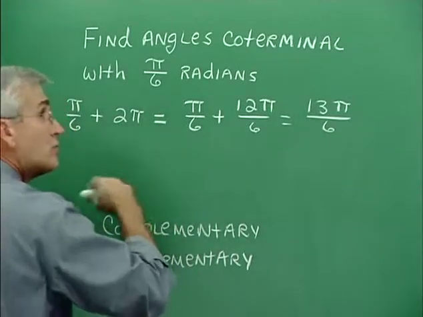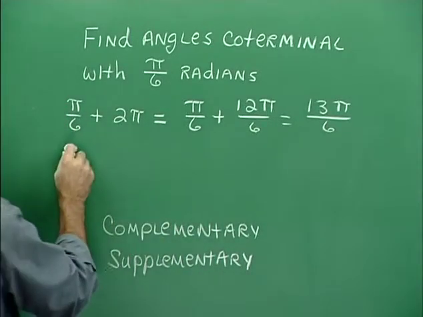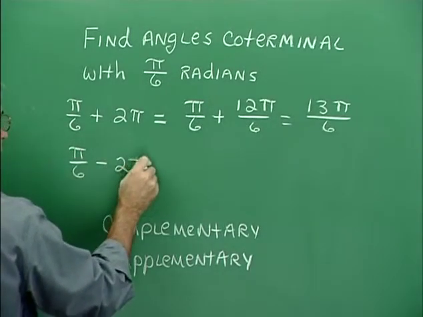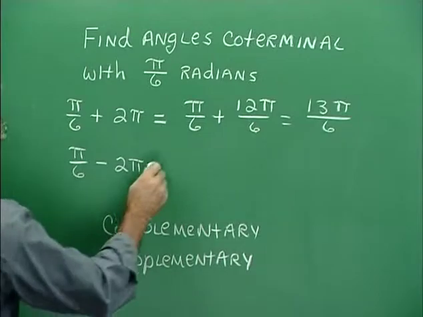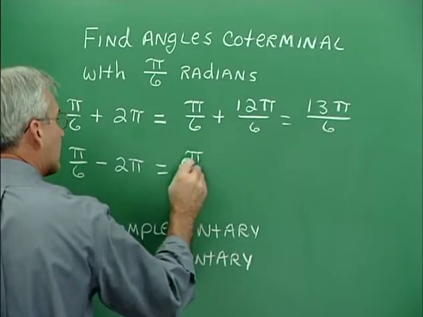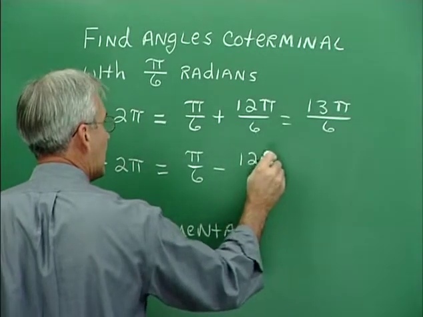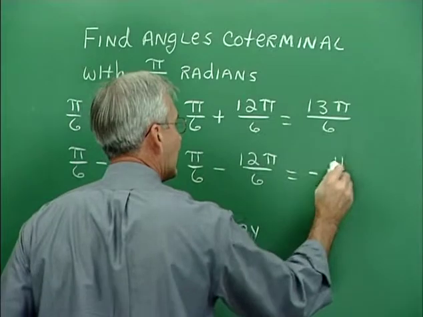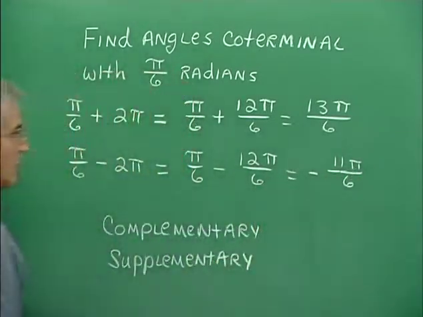And a way of generating the angle using a negative angle, you see it was pi over 6, and subtract 2 pi. You see, that's another angle which is coterminal with this angle of pi over 6. And again, the algebra is in finding the common denominator. It's minus 12 pi over 6. So it turns out to be negative 11 pi over 6 as a coterminal angle.